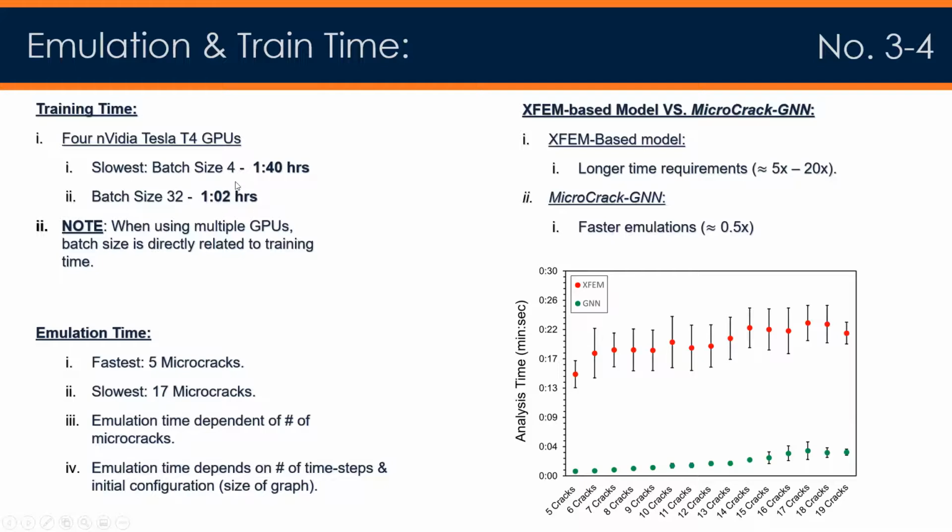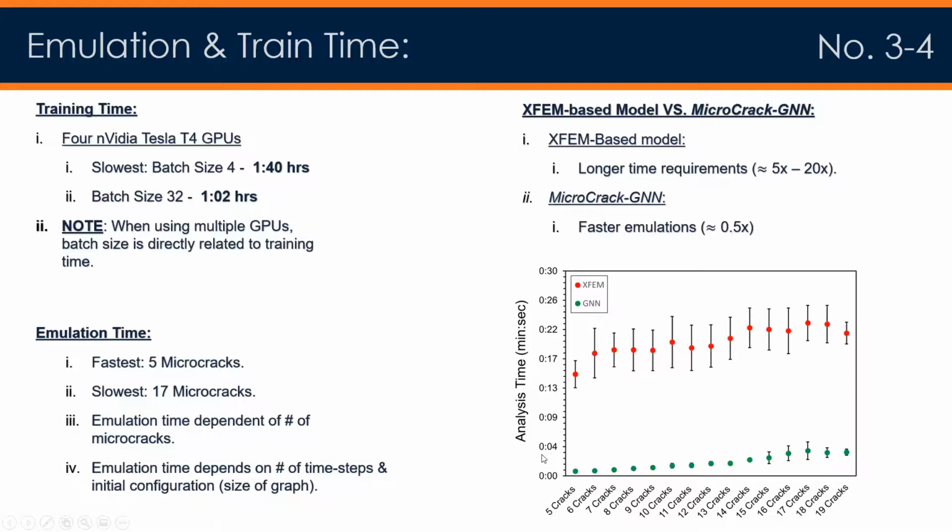We use a batch size of 32, and we use 4 NVIDIA Tesla P4 GPUs, thanks to Auburn's supercomputer. And this time here is only for 1 epoch, and we use 5 epochs for training. So we have to multiply this times 5. This gives us approximately 5 hours and 10 minutes.